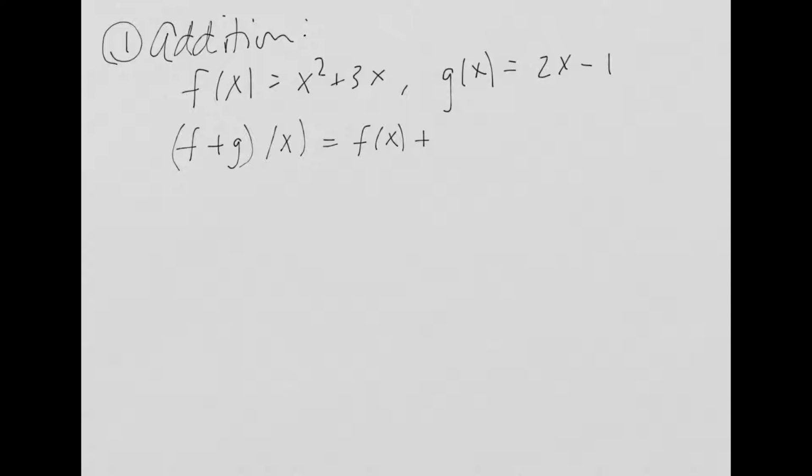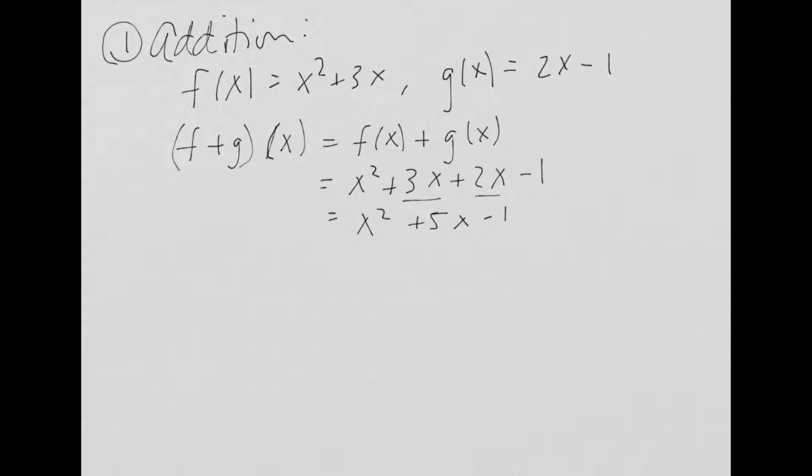So I'm going to have f of x is x squared plus 3x, and I'm going to have g of x is 2x minus 1. So with addition, f plus g of x, this is the notation we're going to use. What this means is add f of x and g of x. So this is f of x plus g of x. So in our example, that would be x squared plus 3x plus 2x minus 1. And we can combine these two middle ones, so x squared plus 5x minus 1.